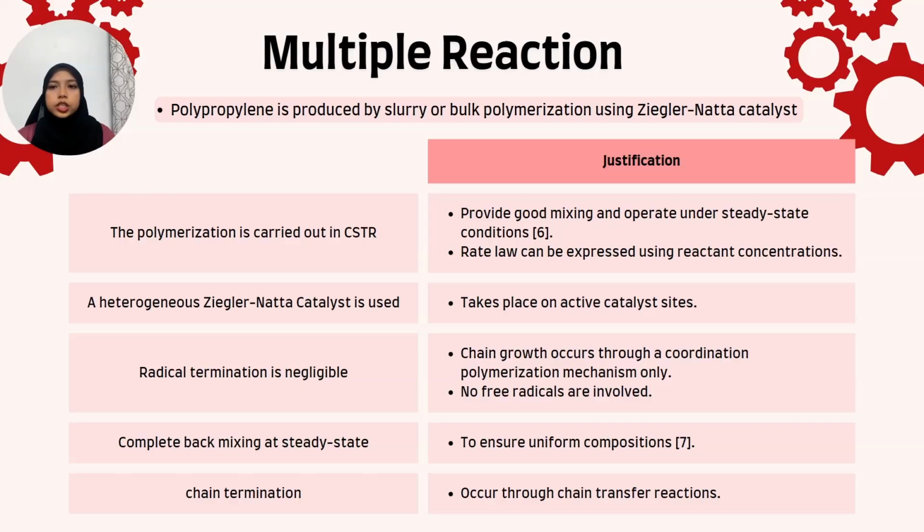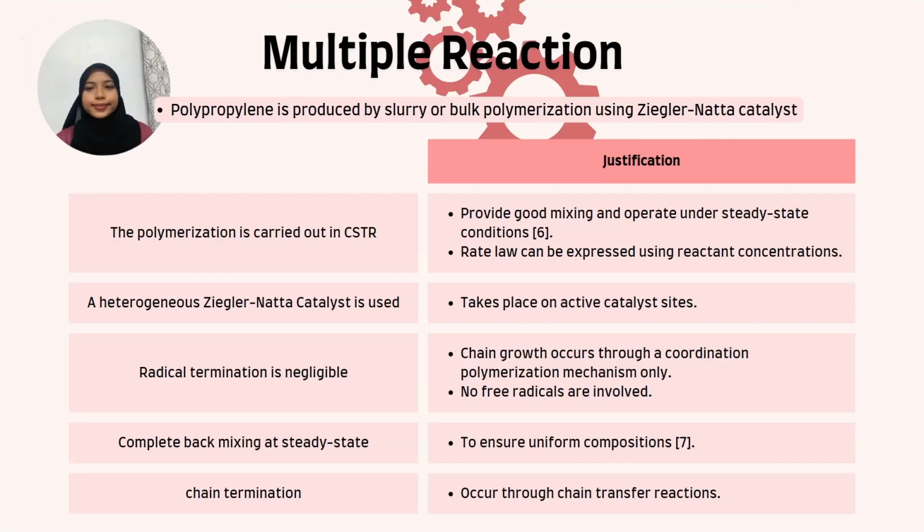Next, the polymerization takes place on active catalyst sites because the reaction follows a coordination polymerization mechanism. There are no free radicals involved, therefore radical termination is negligible and chain termination mainly occurs through chain transfer reaction. We also assume complete back mixing in the reactor to ensure uniform concentration of monomer, catalyst and growing polymer chains, which allows the rate law to be expressed directly in terms of reactant concentration.